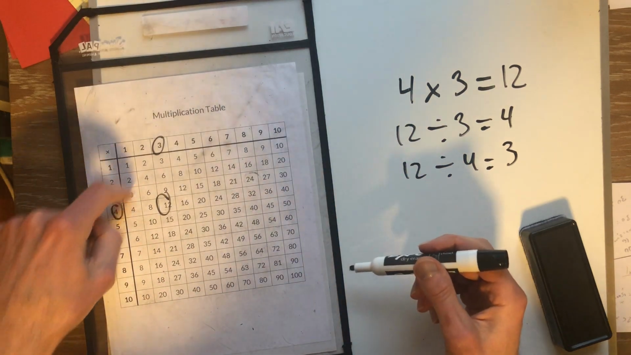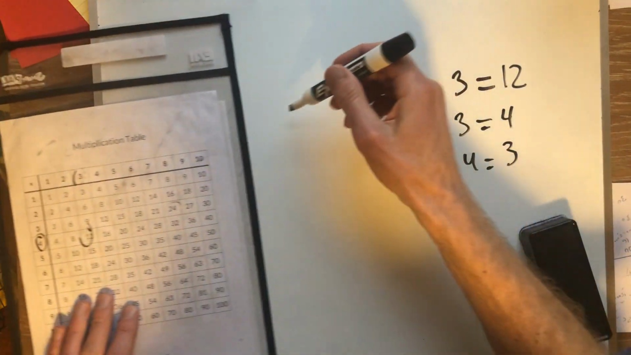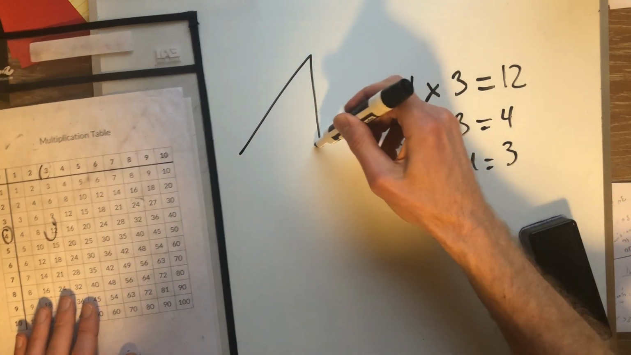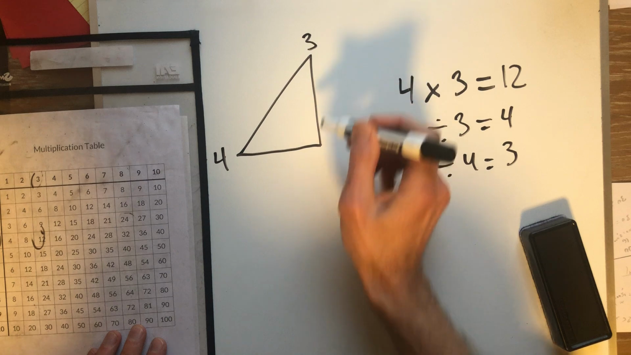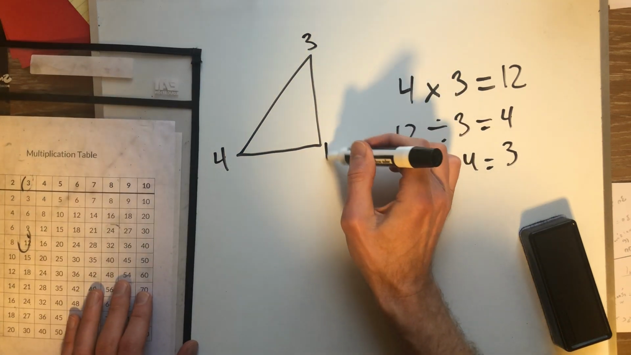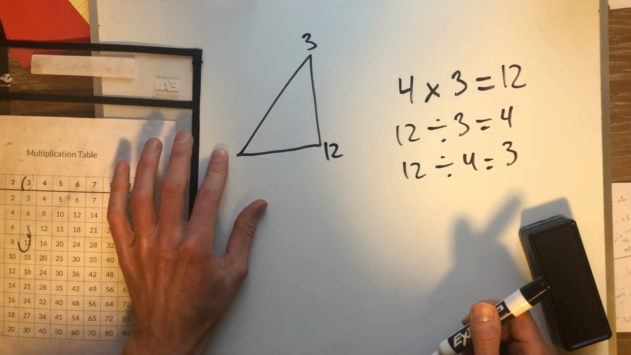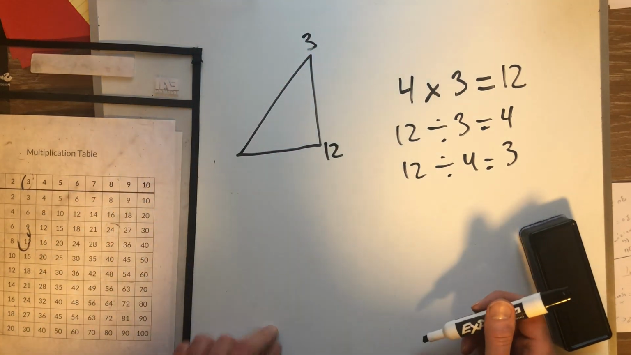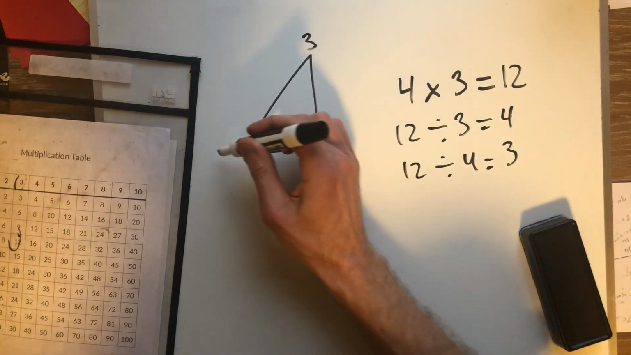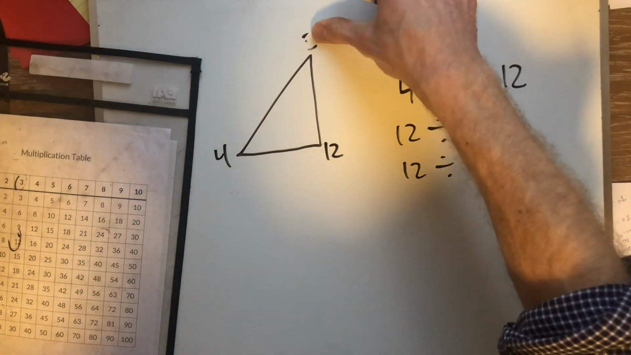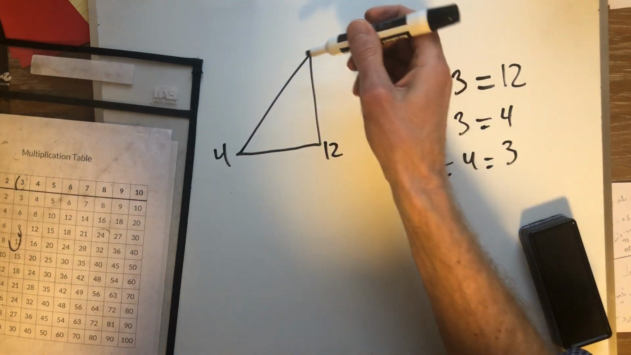See how when you do this multiplication table, it's like a triangle? It's like these numbers work together almost magically like a triangle. So 4 times 3 is 12. 12 divided by 3 is, so there's always one missing number. 12 divided by 3 is 4. Or if this one's missing, 12 divided by 4 is 3.